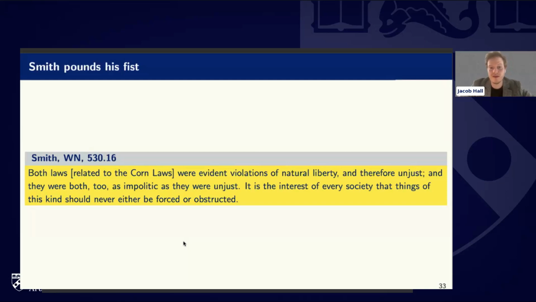So it's a kind of double whammy, right? It's a violation of natural liberty. You're messing with other people getting what they want done. So no. And then it's impolitic. The economics don't even work. So no. So he really pounds his fist. There's a kind of real animation here, kind of outside, maybe, a more cool, temperate, more analytical approach.